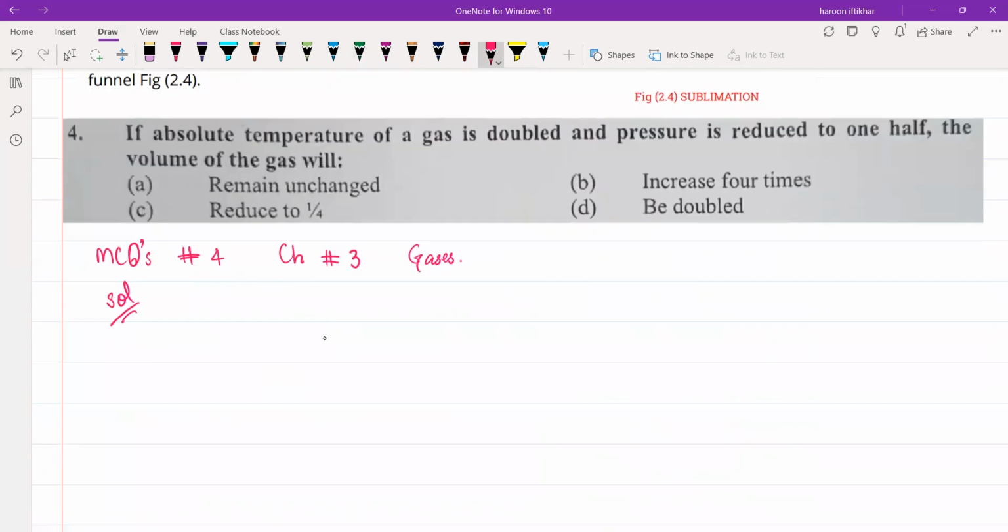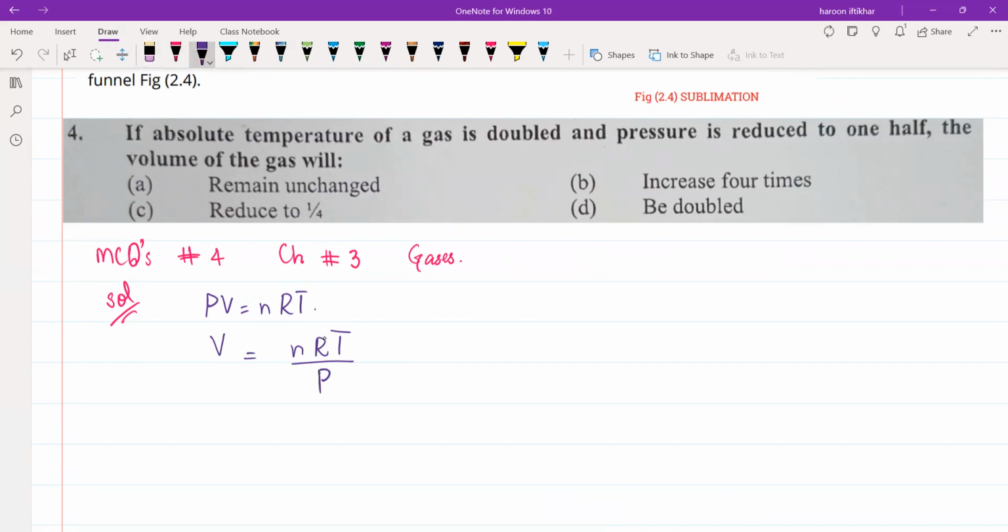Okay. Now, if the absolute temperature of a gas is doubled and the pressure is reduced to 1/2, the volume of the gas will be. So this is MCQ number 4 in chapter 3. It's a very important MCQ. So let's solve it. We know the general gas equation PV is equal to nRT. Now let me just rearrange the value: V is equal to nRT divided by P. So these are the values.